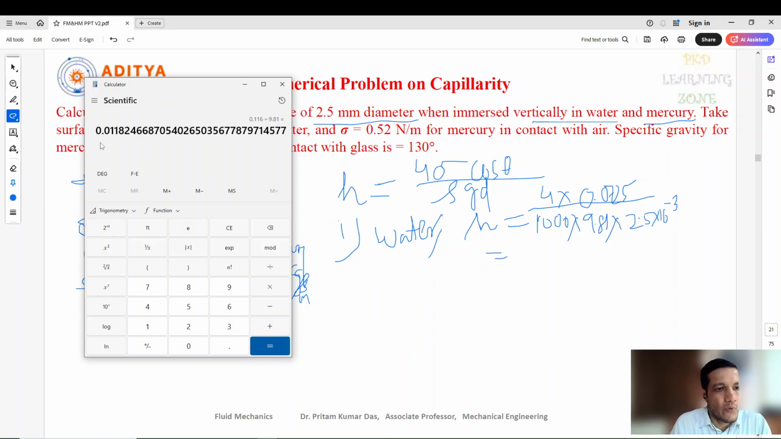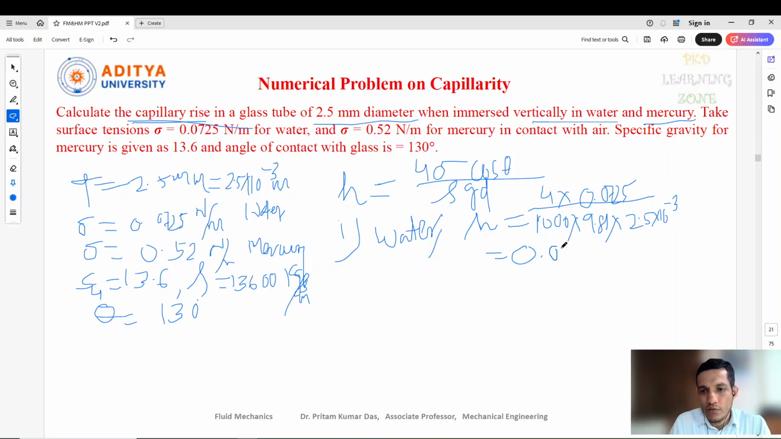So we'll get 0.0118. Let me explain: this 10 to the power 3 and this 1000 I have cancelled, and 4 into 0.0725 divided by this I did. So we get this much in meter. We can convert this into centimeter, multiplying by 100. So 1.18 centimeter. This is the height of rise for the water.